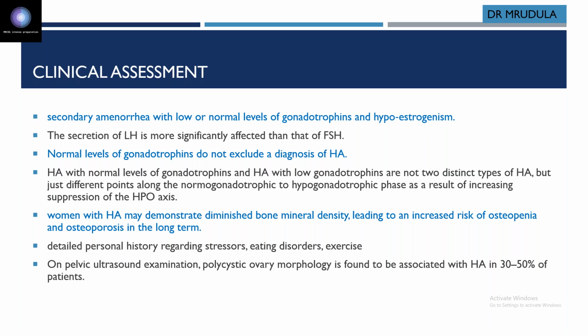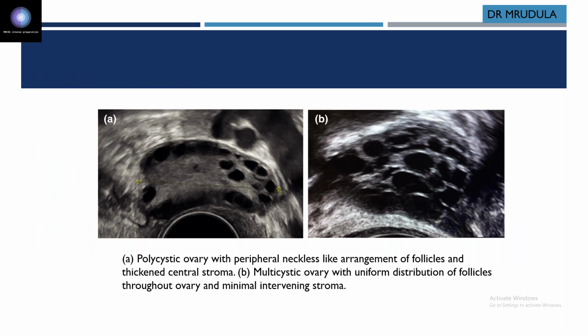Whenever you are assessing primary or secondary amenorrhea, you always have to take a detailed personal history, like history of any stressors, eating disorders, or heavy exercise. And on ultrasound, polycystic or multicystic ovaries are usually found in 30 to 50% of patients.